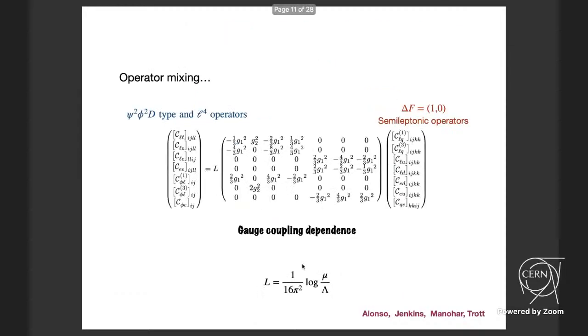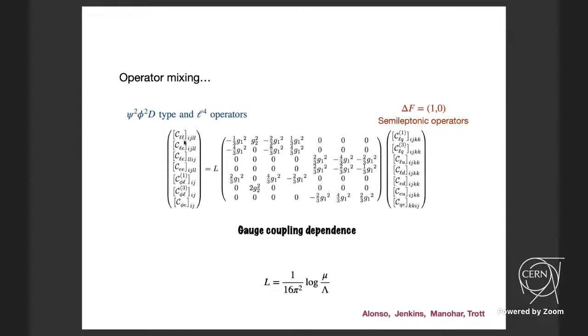Okay, so now let us move to semi-leptonic operators which violate the lepton flavor. Again, they conserve the quark flavor. So now the indices are IJ, KK. So they can mix with purely leptonic operators, and again psi square, phi square, D type operators.